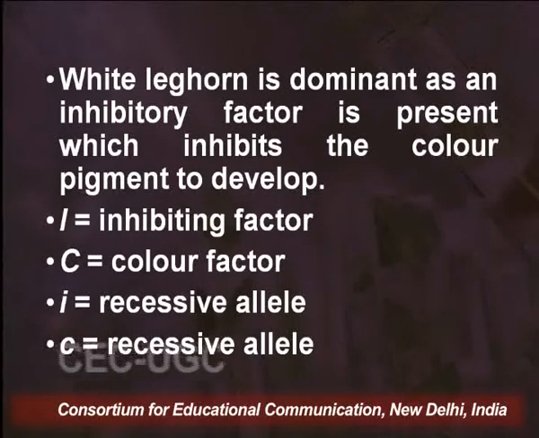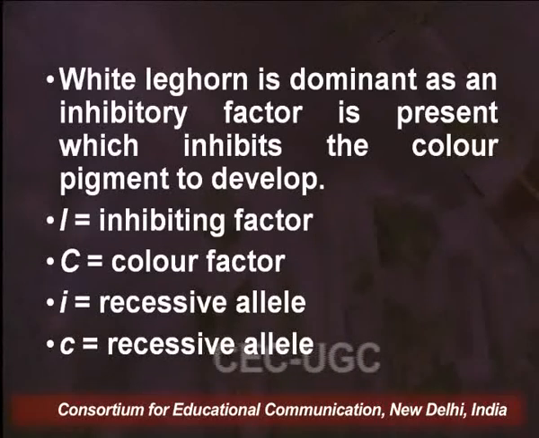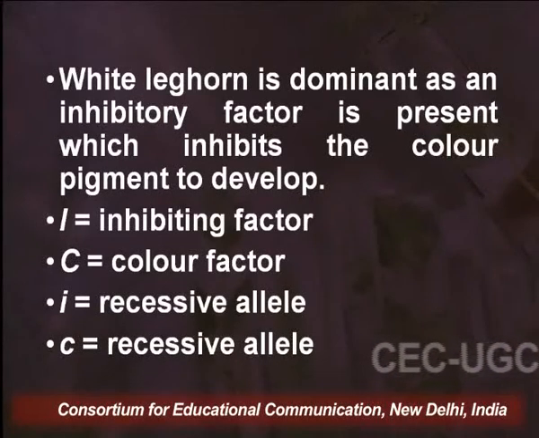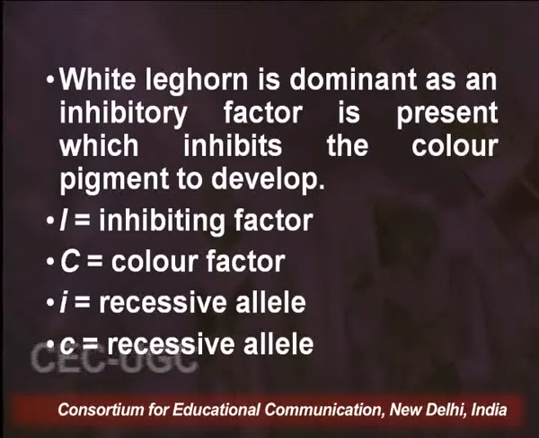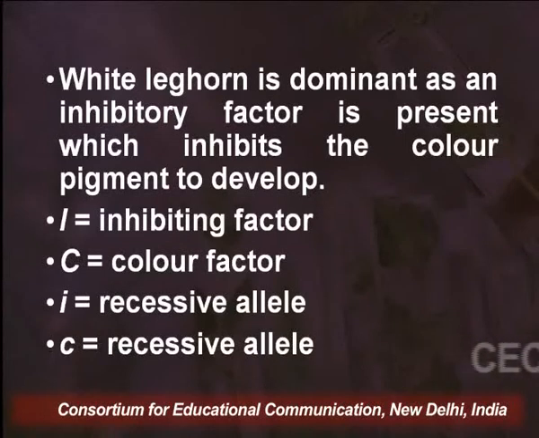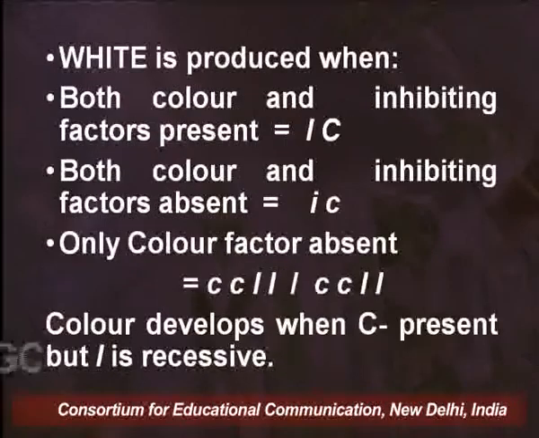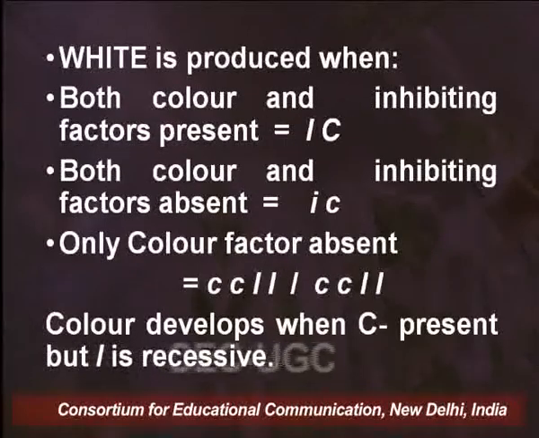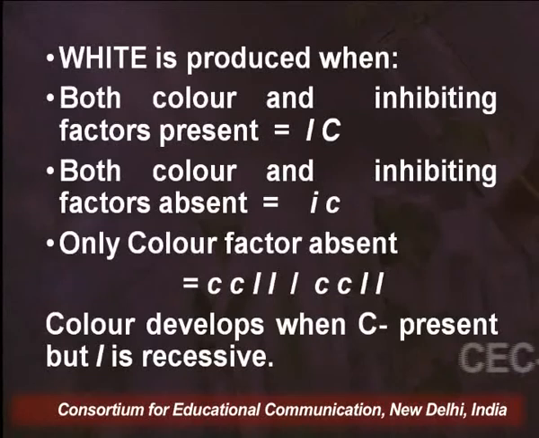Now, this inhibitory factor is not going to allow any color to develop on this chicken. So, I is the inhibitory factor and capital C is the color factor, and then of course, small i the recessive and small c as the recessive allele. When is the white color going to be produced? There are so many situations.